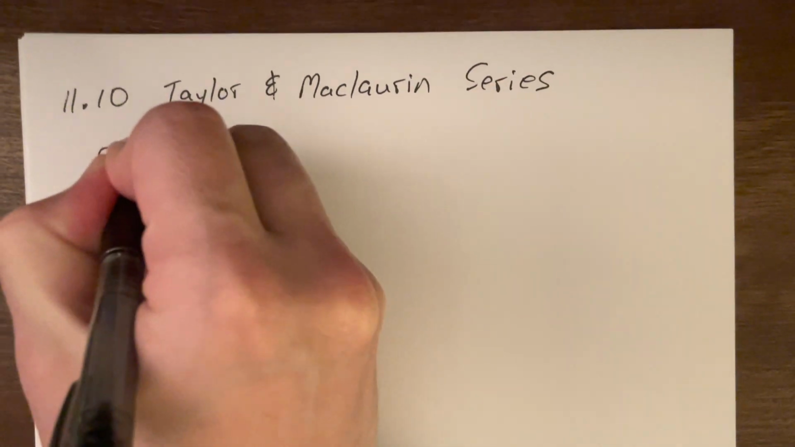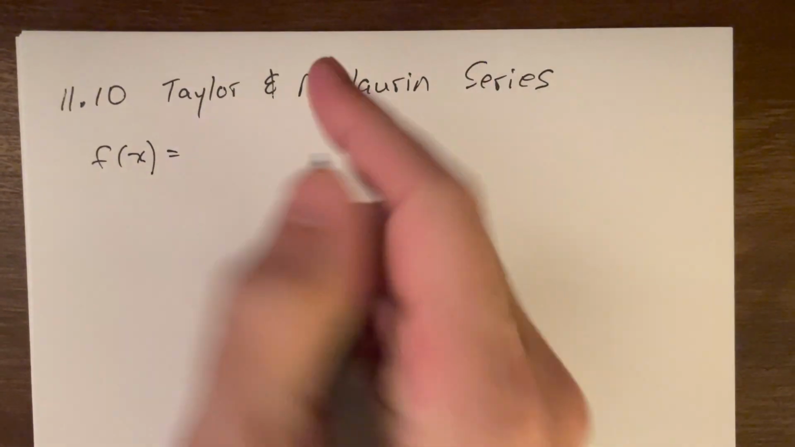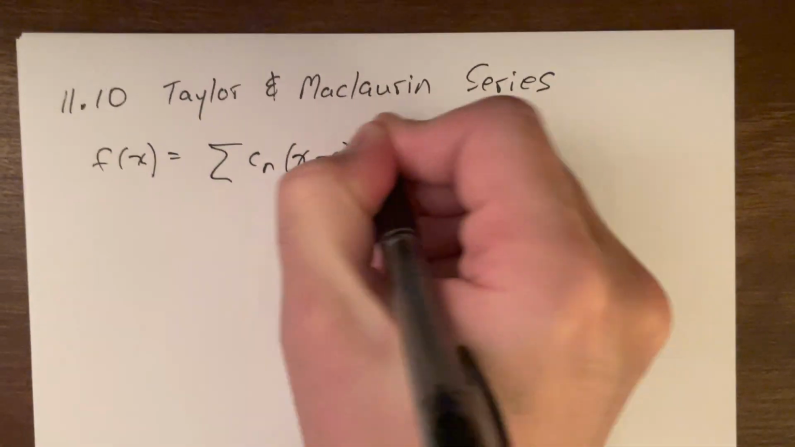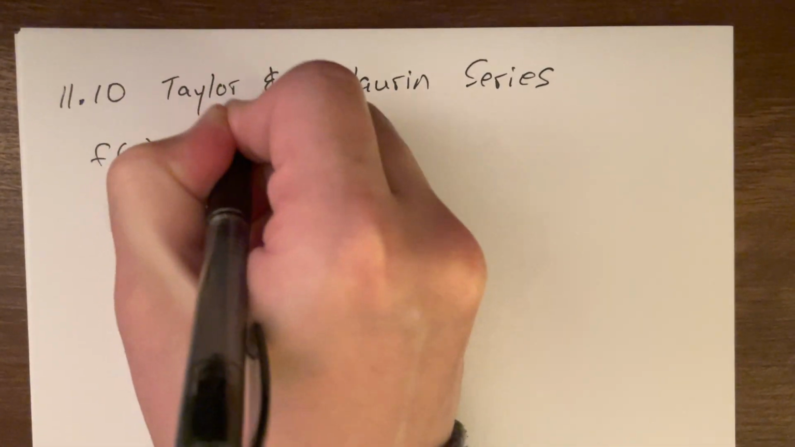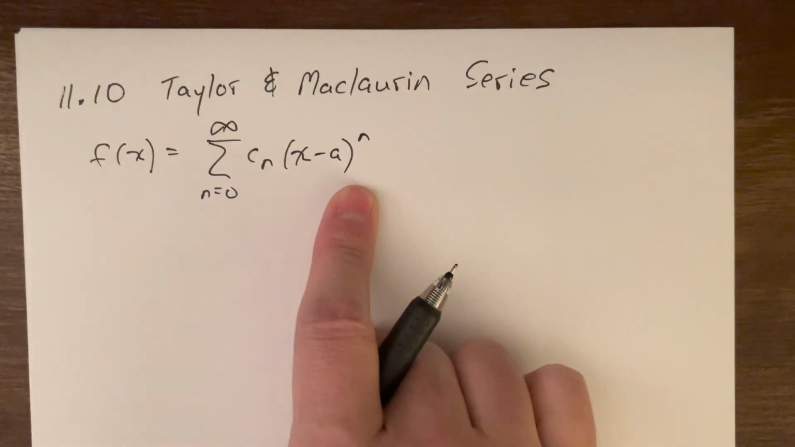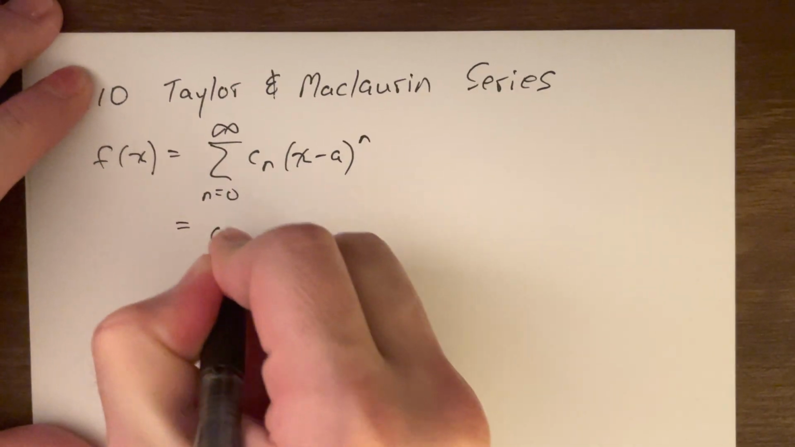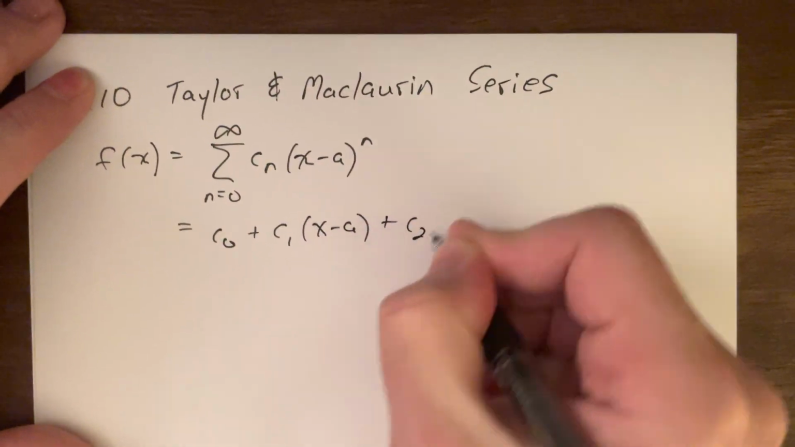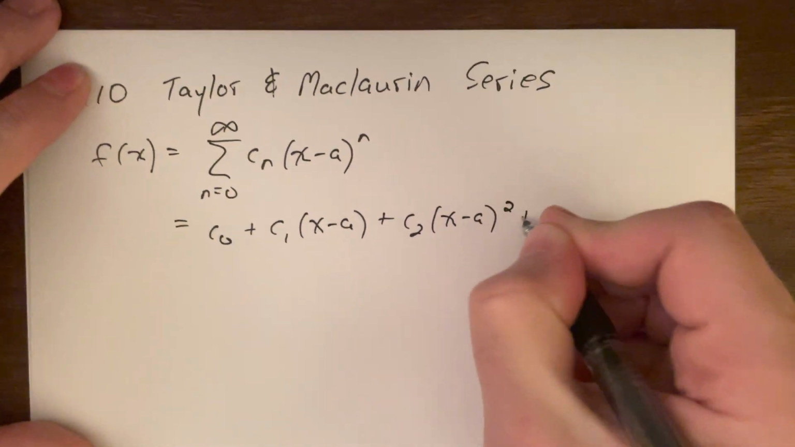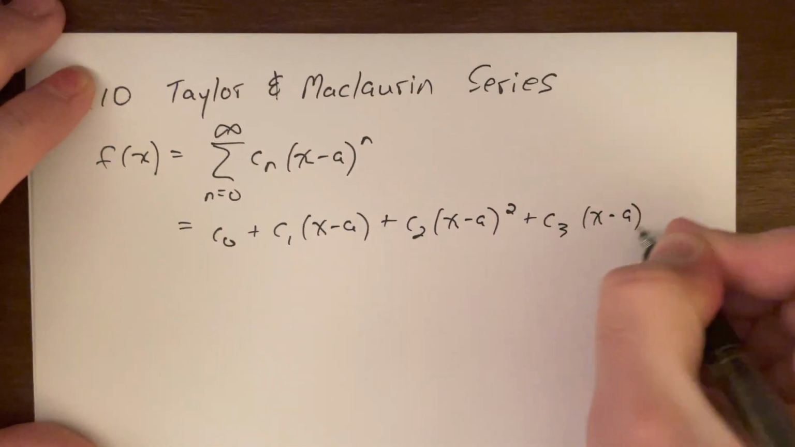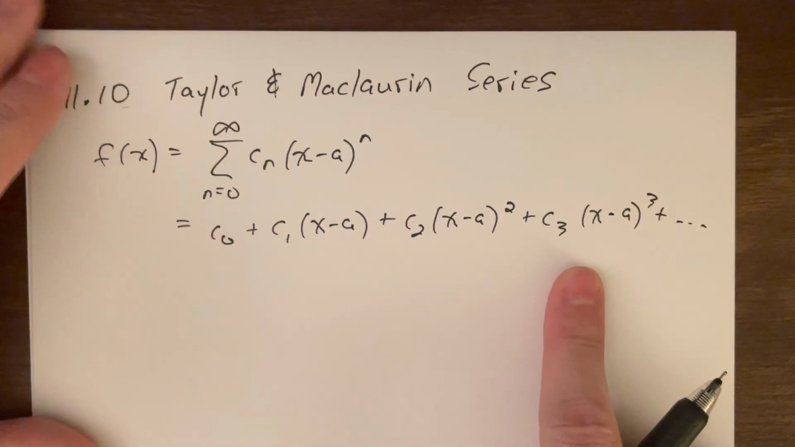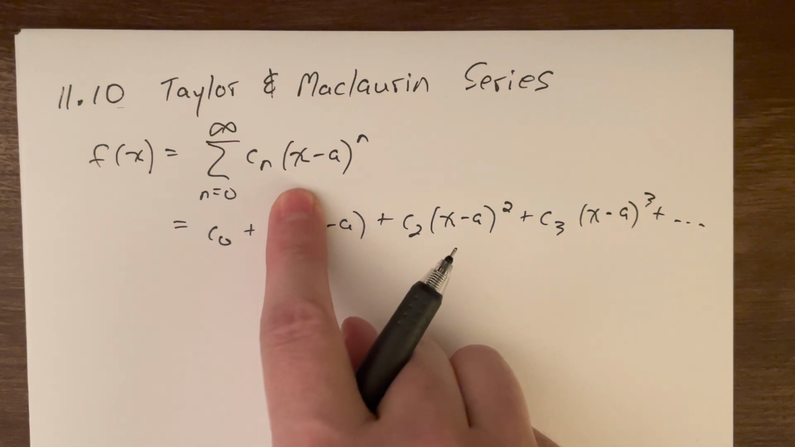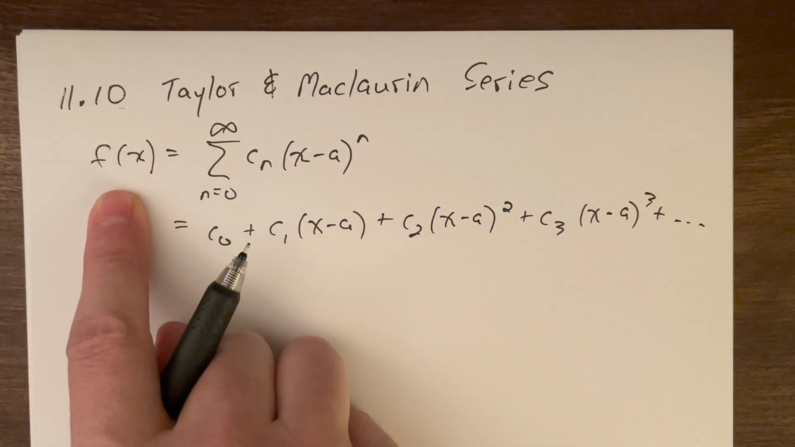So we're going to be looking at some function f of x that can be written as some power series centered at a. So if we expanded this, we get c sub 0 plus c sub 1 x minus a to the first power plus c sub 2 x minus a squared plus c sub 3 x minus a cubed, and so on. So that is our standard power series, and we're looking at this power series representing this particular function.